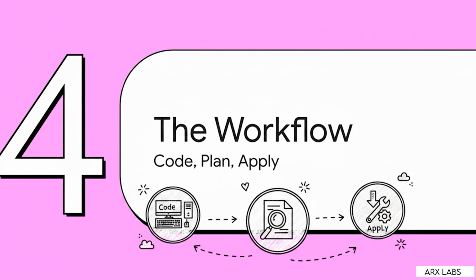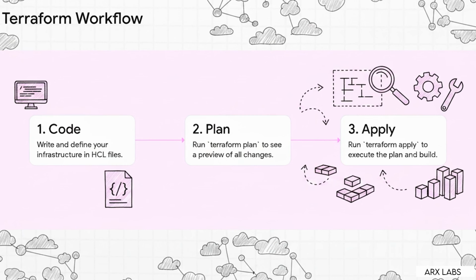So, what's it actually like to use Terraform day to day? Well, it all comes down to this really elegant and powerful three-step workflow: code, plan, and apply. It's super straightforward. First, you write the code describing the infrastructure you want. Then, and this is the magic part, you run the plan command. Terraform shows you a preview of exactly what it's going to do. And finally, if you like what you see in the plan, you run apply, and Terraform goes and builds it.